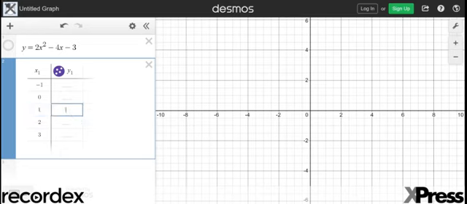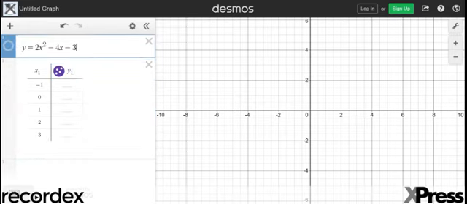Now to find the rest of it, I'm going to go up here to the very top. I'm on the Y itself. I'm going to type this equation from above. I can actually go like this. I can go here.